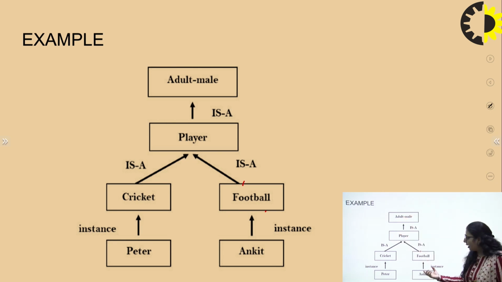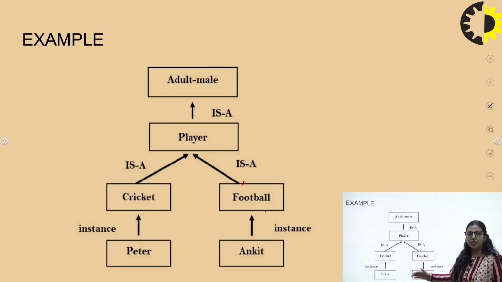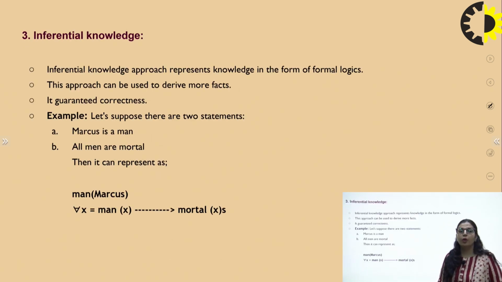In the same way, here Ankit is also a player, but he is a football player. Now you can clearly see that both Peter and Ankit inherit the features of a player. One of them is a cricket player, another is a football player, but both of them are adult males as well as players. So, this shows how the objects and their values are associated with each other in a hierarchical manner. In this way also we can represent the knowledge in the knowledge base.